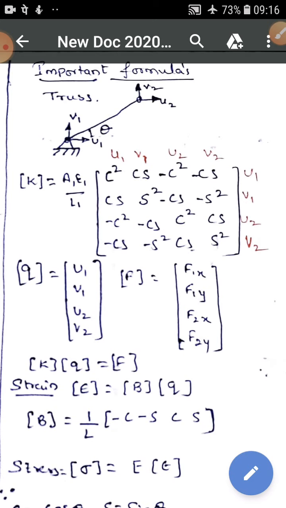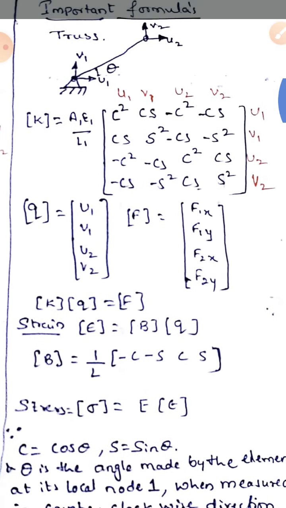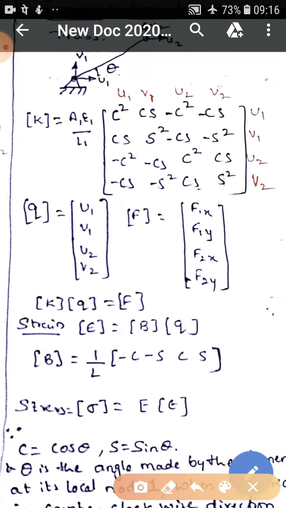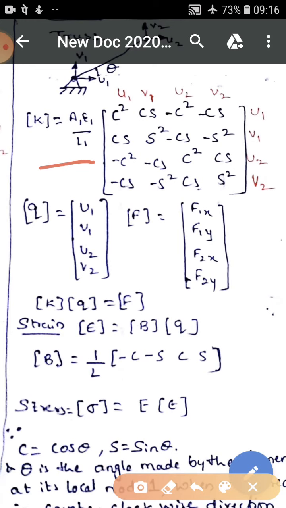Next, what is the stiffness matrix for this one? The stiffness matrix for this truss element is K equal to AE by L, and instead of that [1 -1; -1 1], we have C square, CS, C square, CS and so on. How to remember it? I'll tell you here. We have to remember the upper triangular matrix only. It is a symmetric matrix, so the upper triangular matrix only.